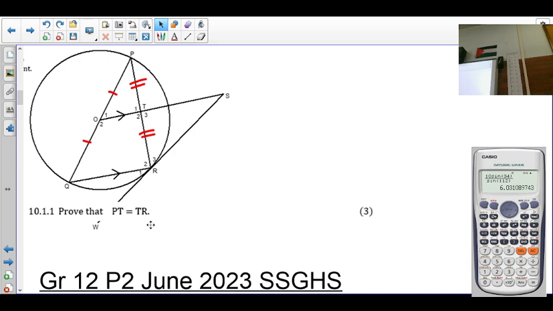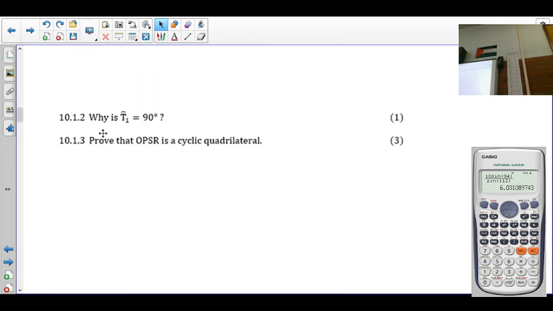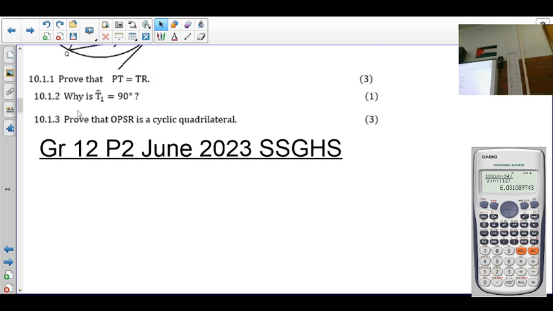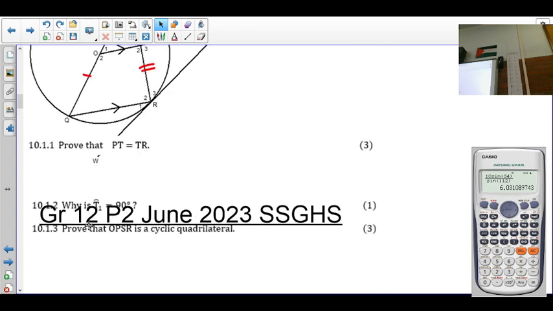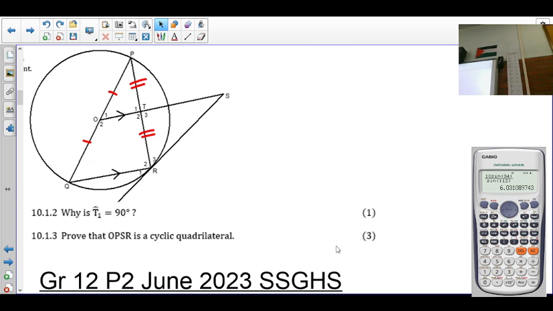Okay. Let's look at 10.1.2. I think there's a W at the bottom, yeah? Don't forget. Just put the W here.